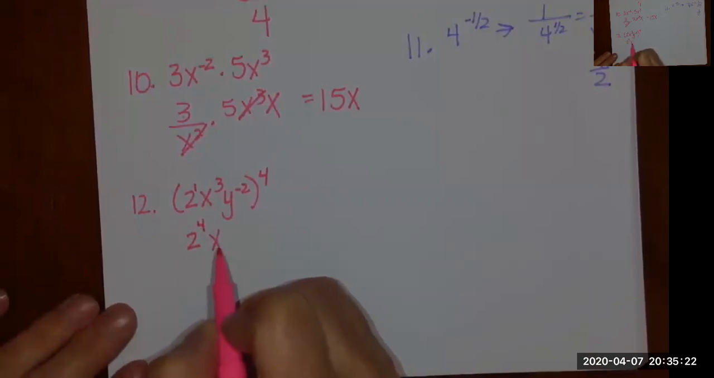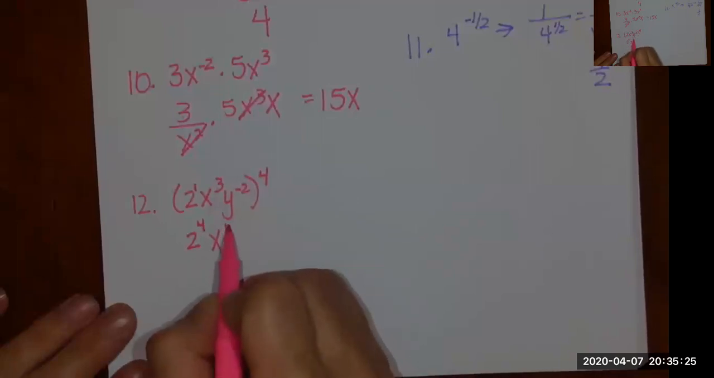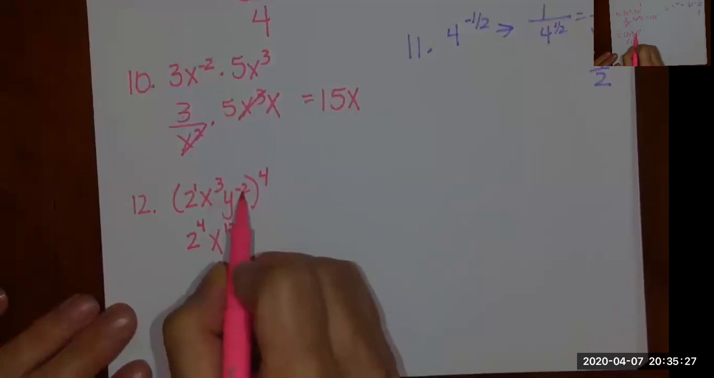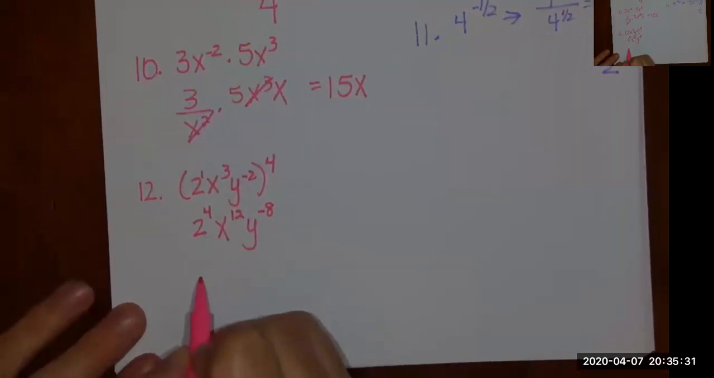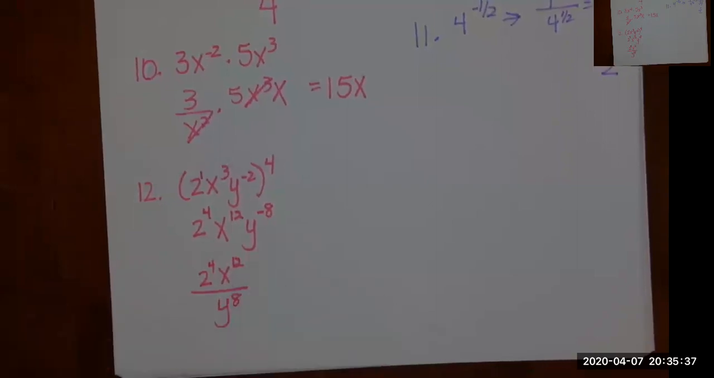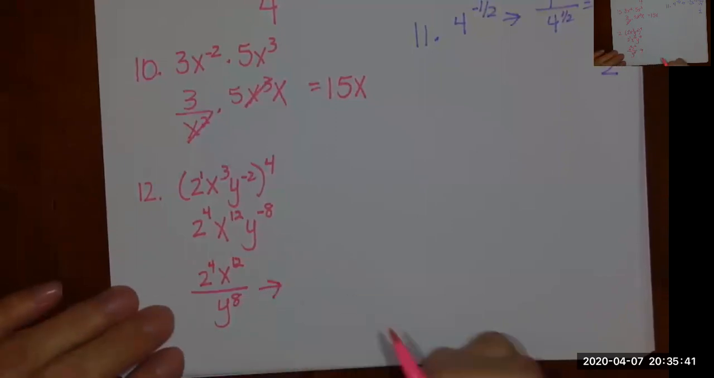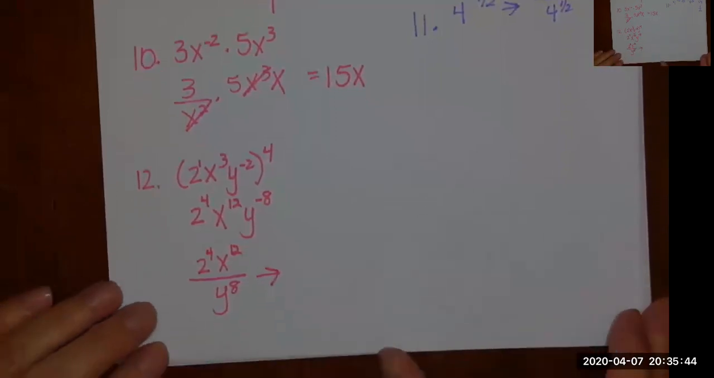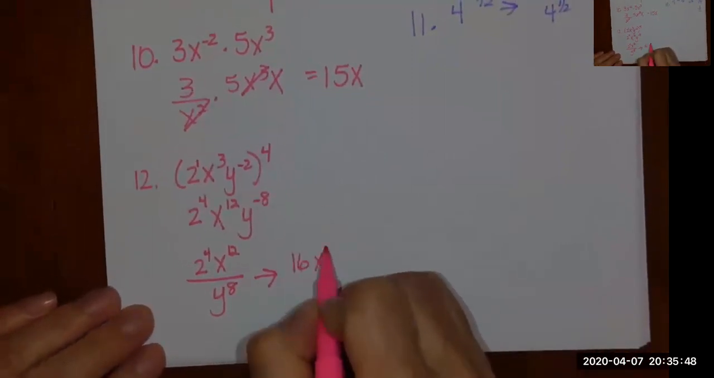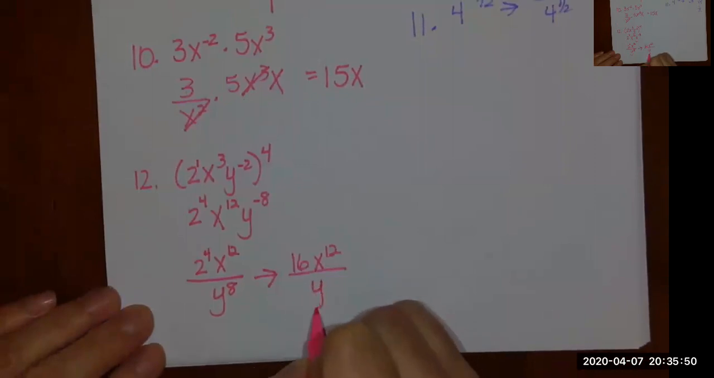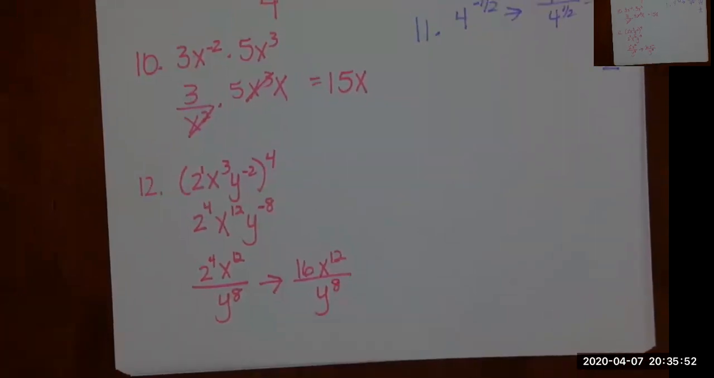right? X to the 3 times 4 is 12. Y, negative 2 times 4 is negative 8. So that means 2 to the 4th, x to the 12th, over y to the 8th. This goes down because it's a negative. And of course, 2 to the 4th we can fix. It's not too big. It's reasonable to do that with just your mind. So that's going to be 16 x to the 12th over y to the 8th.